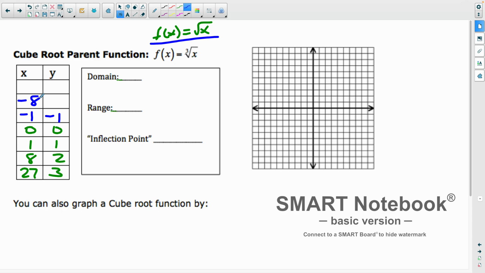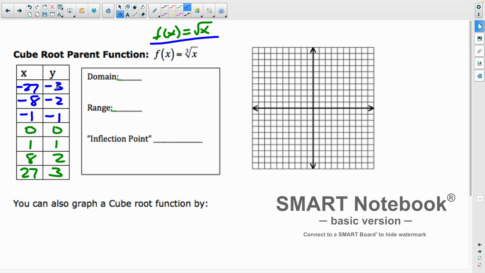Same thing with negative 8. If I were to plug negative 8 in, how do I get that multiplying 3 times? Well, negative 2 times negative 2 is a positive 4, times another negative 2 is a negative 8, so negative 2 works. And so what we see here is that the negatives don't impact the cube root, but they do impact the square root.